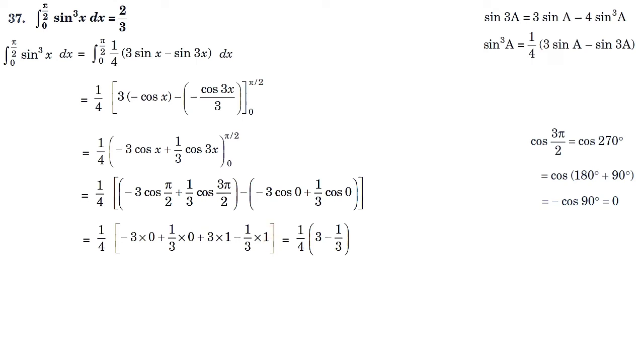Cos 0 is 1. Now 1 by 4 into here 3 into 0 is 0. Here also 1 by 3 into 0 is 0. Then 3 into 1 is 3, minus 1 by 3 into 1 is 1 by 3. So 3 minus 1 by 3 is coming. 3 into 3 is 9, 9 minus 1 is 8. So 8 by 3 will be coming. 1 by 4 into 8 by 3. Then the denominators 4 and 8 we can cancel 2 times. So the answer will be 2 divided by 3. So that is what our RHS, hence the proof.